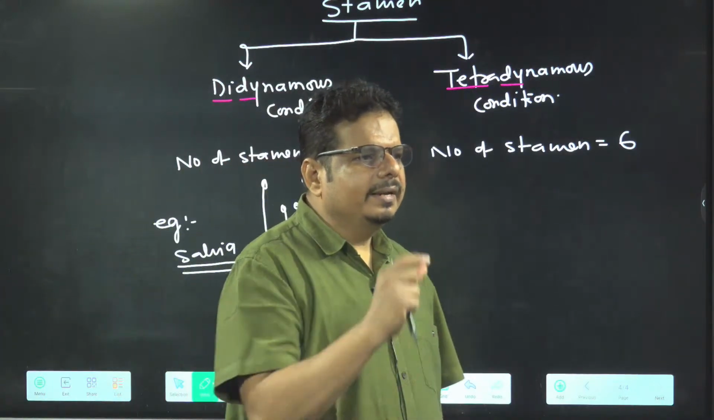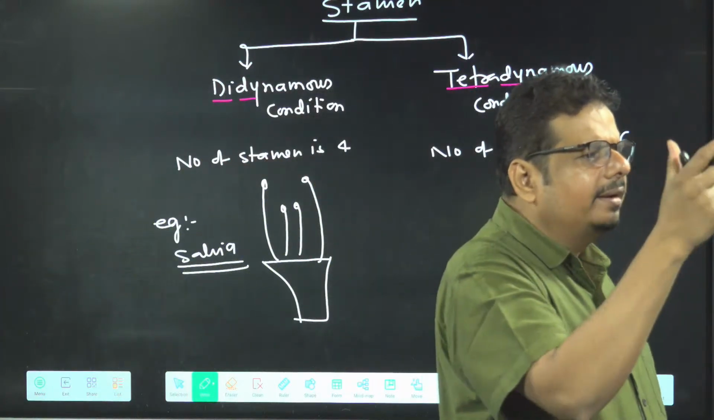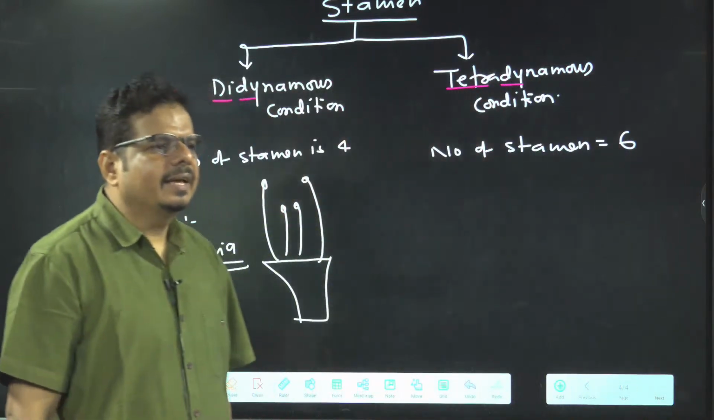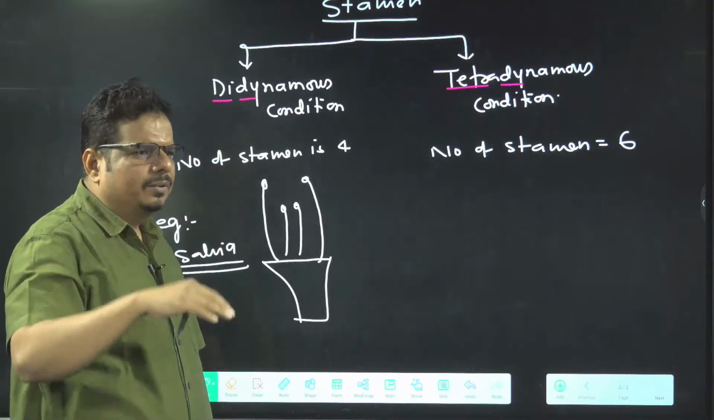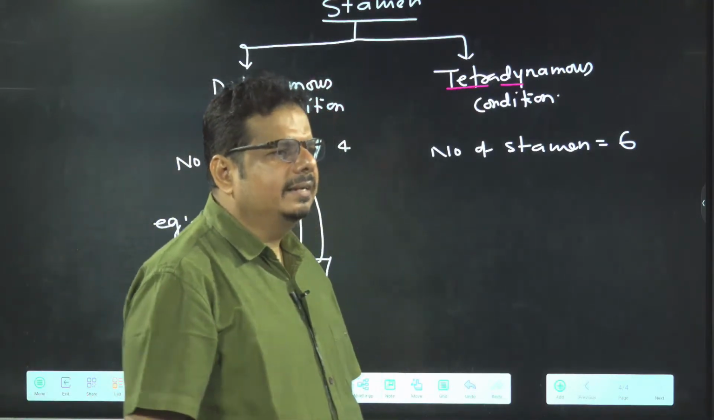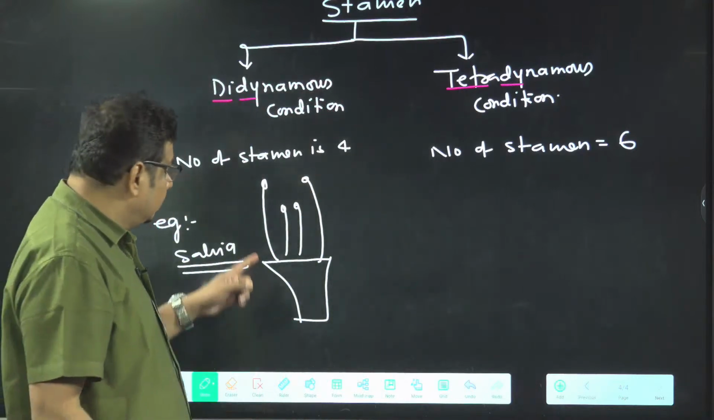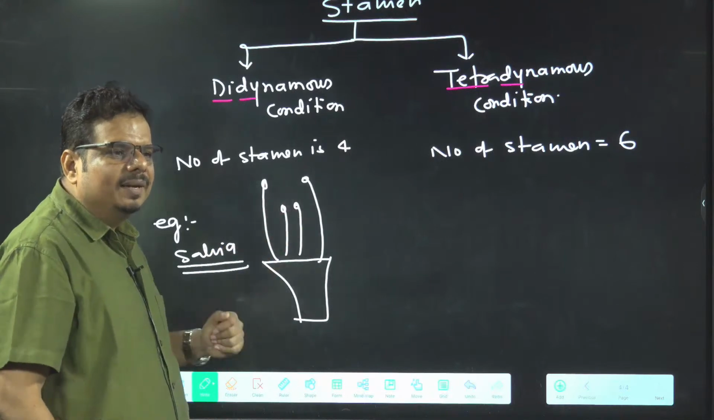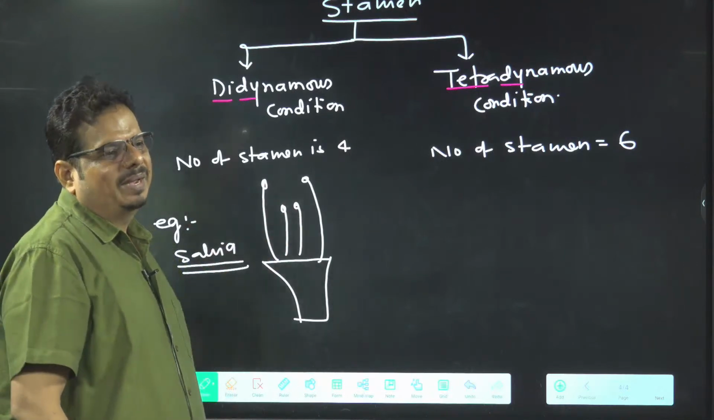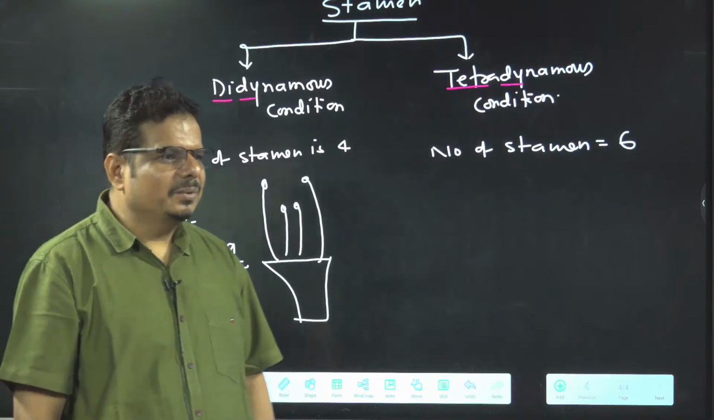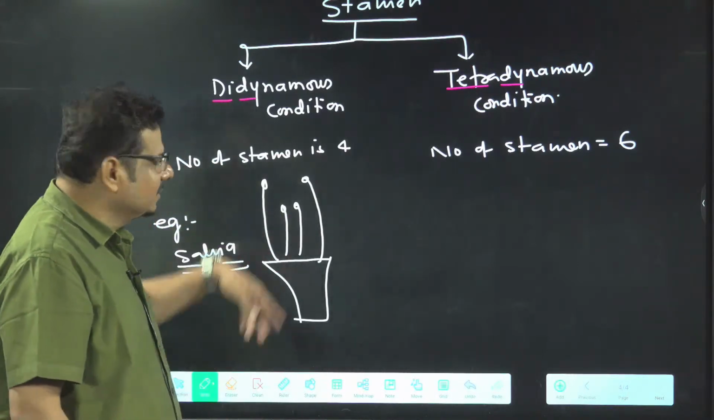But it is not written as didynamous. It is written that Salvia has different lengths of the stamen. Getting the things or not? Different length is written. And even with different length, who is longer, who is shorter, how many outer, how many inner? You have to keep this in your mind also. That much extra only. I'm not telling you to do much extra.